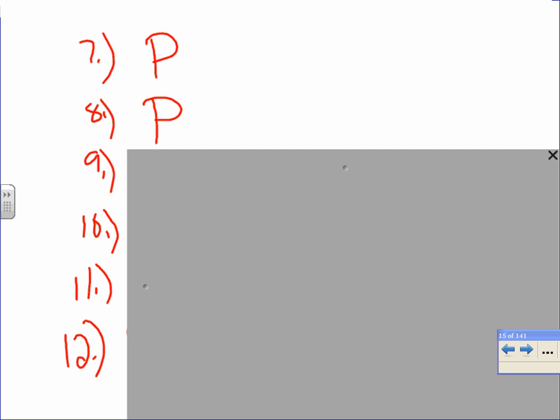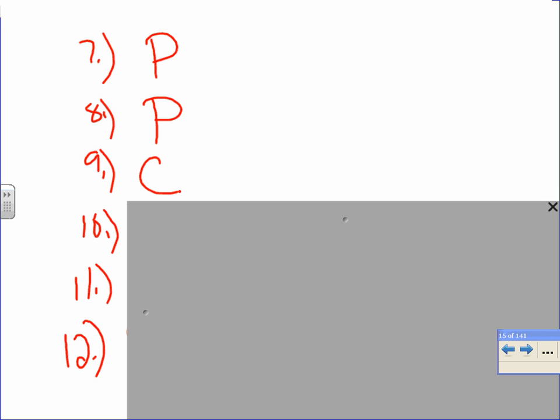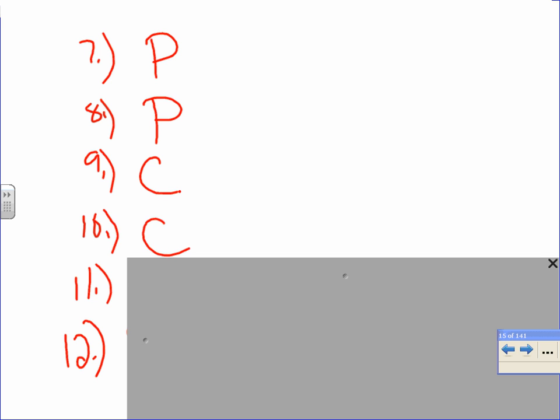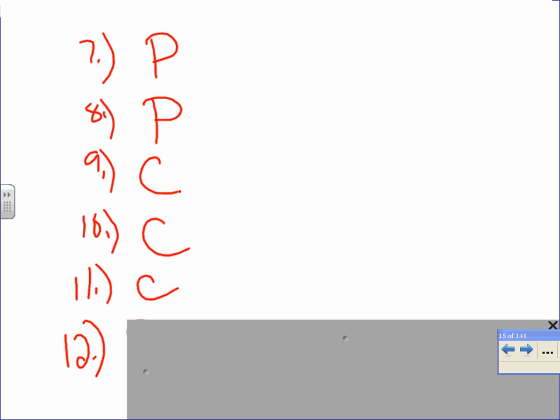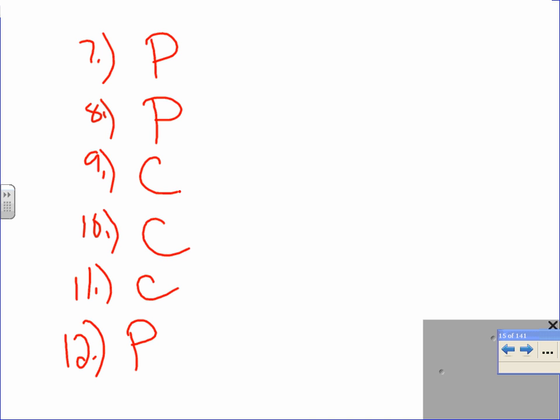Number 9, Donatus. Composite. Jeremy, 10. 11, Emma M. Briar, 12. Oh, you don't. Oh, did you find it? Oh, okay. Never mind. 12 prime. I was like, whoa, I forgot you didn't have it. Mary.